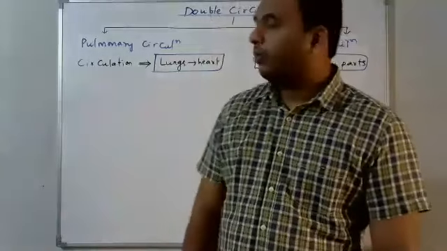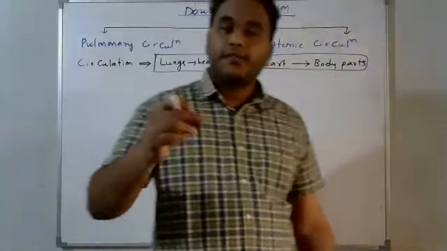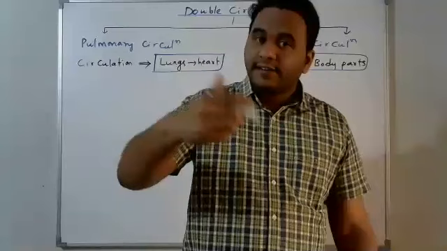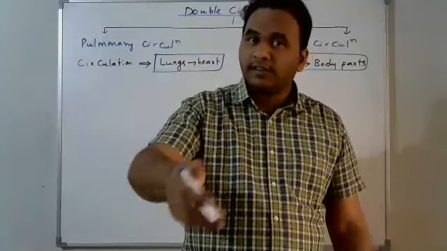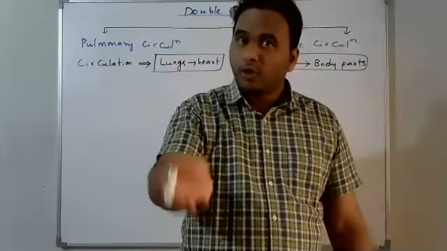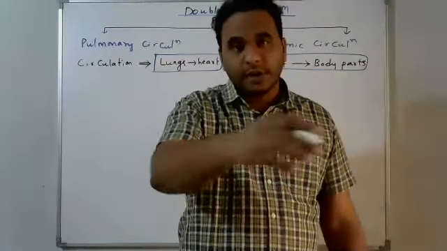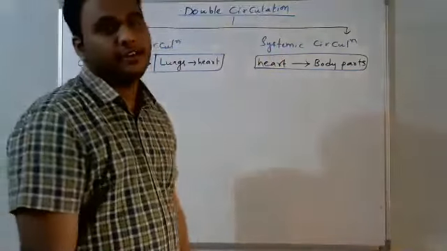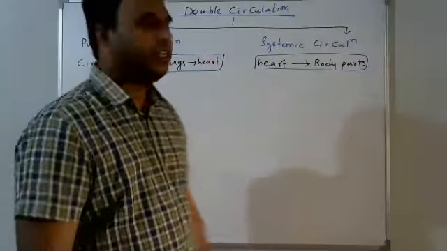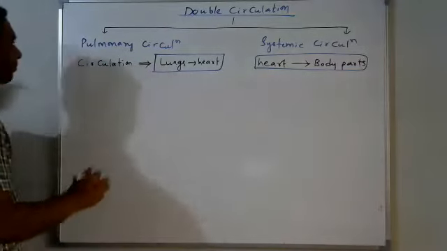Okay, so deoxygenated blood from right ventricle enters into pulmonary artery, and pulmonary artery supplies blood to lungs, and in the lungs the blood becomes oxygenated blood, and through pulmonary vein, it reaches left auricle. This is pulmonary circulation.